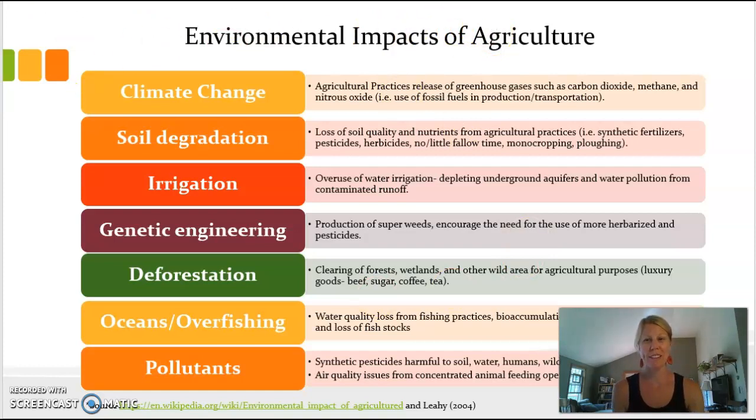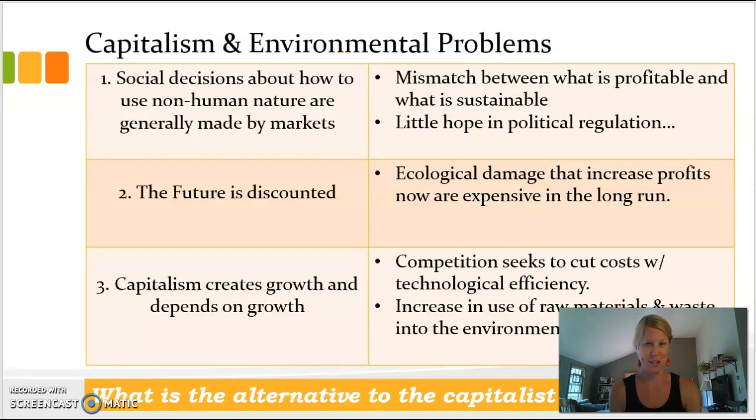So there are alternatives, which we're going to talk about in just a second. But I did want to highlight from the Leahy reading that you had this notion of capitalism and environmental problems. So the way that our modern food system is constructed is really formed and shaped by capitalism. And so I wanted to highlight just some of the things that we read about that are really driving the industrial food system as we know it.